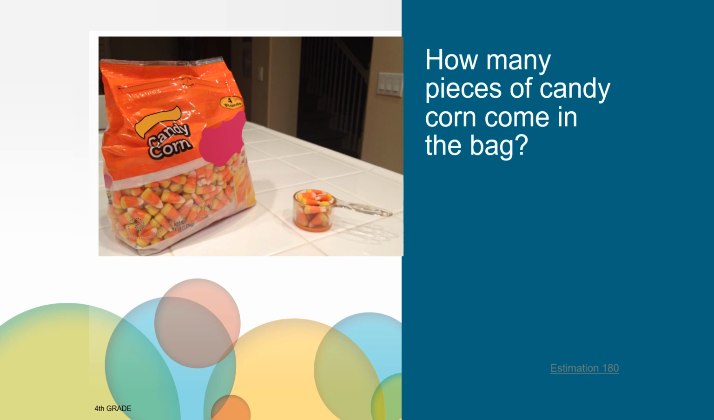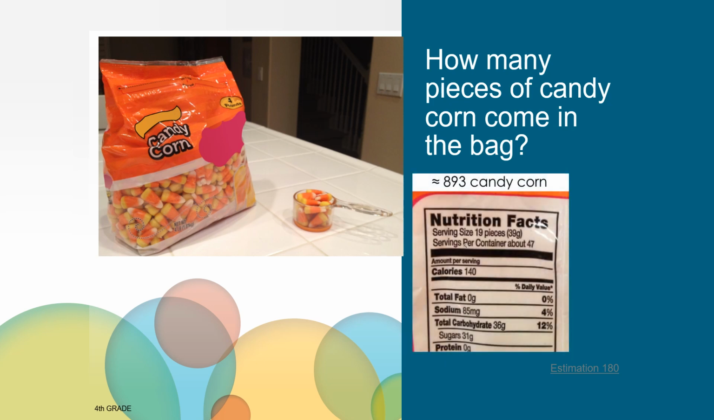As I was estimating, I thought about how many scoops I thought were in the whole bag. I think there are about 40 scoops in the bag. So I thought about it as 40 scoops of 20, or 40 times 20, which is about 800 pieces. Let's see how many pieces there are in the whole bag. There are about 893 candy corns in the bag. My estimate was pretty close.